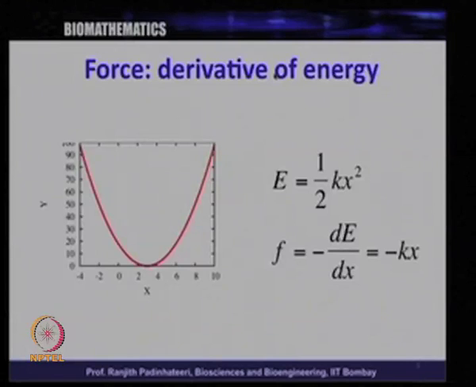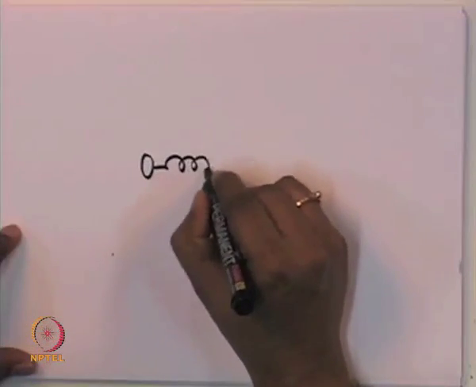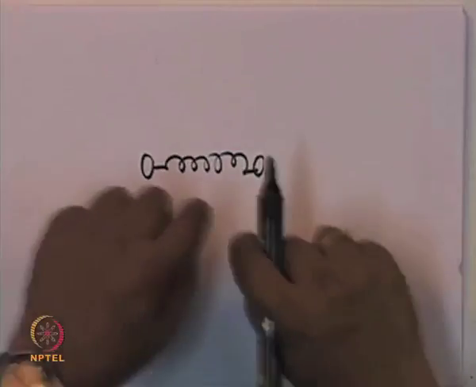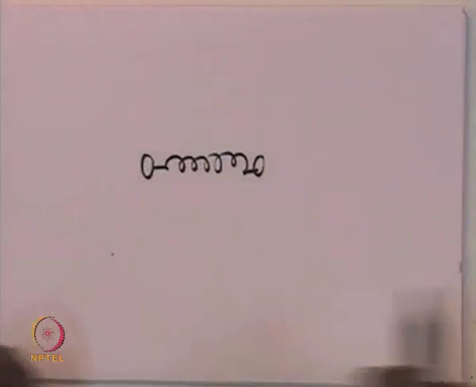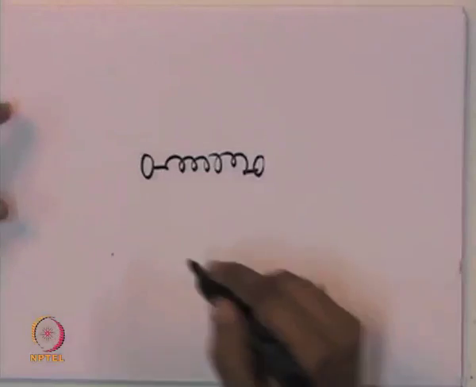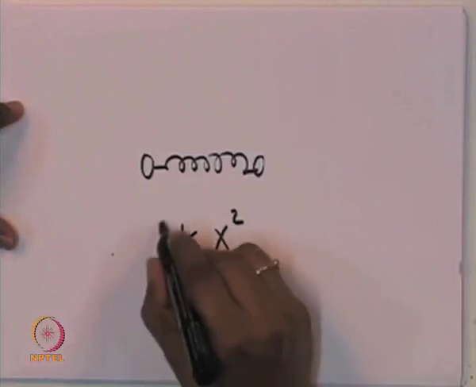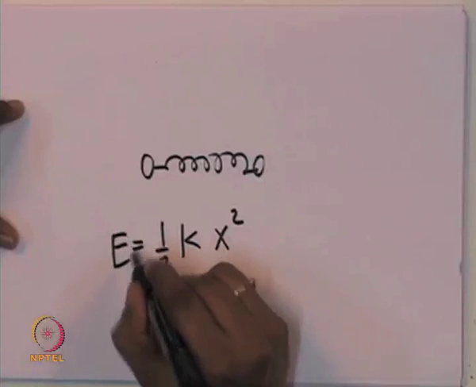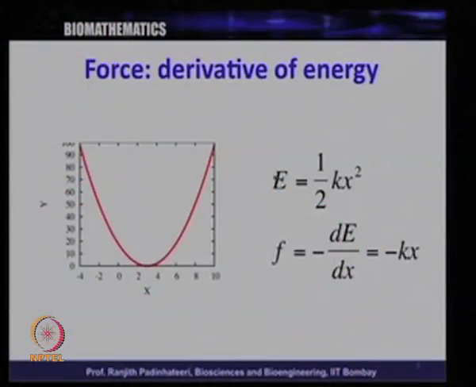A protein that can be stretched a bit. So you have a spring-like protein, and you can apply some force on it and then stretch it. We know that the stretching energy of a spring, or anything like a spring, the elastic energy for stretching, is half k x square. That is what is written here: E is equal to half k x square.